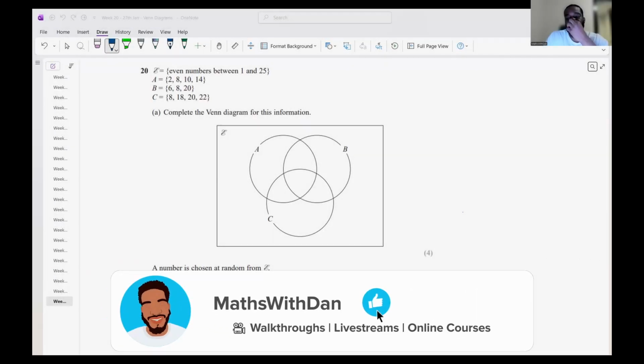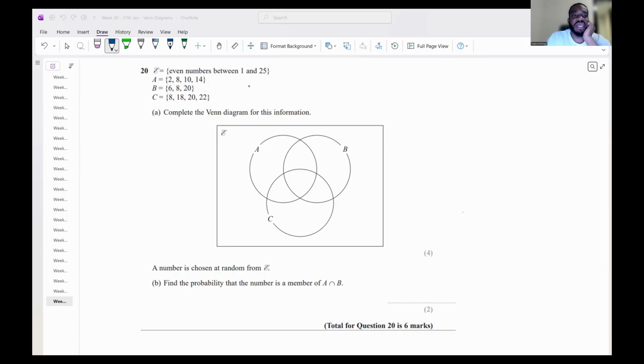Let's have a go and see how we get on. So it says we've got the universal set, which are even numbers between 1 and 25. We've got set A, which is 2, 8, 10, and 14. Set B is 6, 8, and 20. And set C is 8, 18, 20, and 22. And we need to create the Venn diagram for this information.